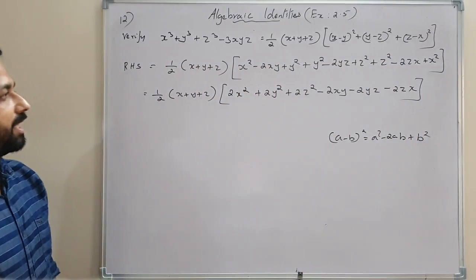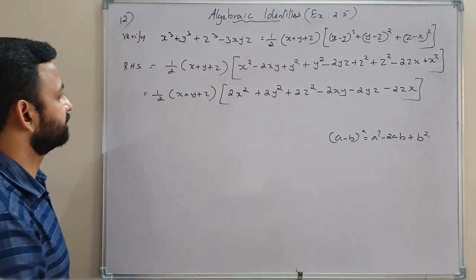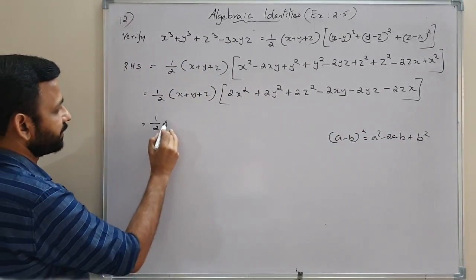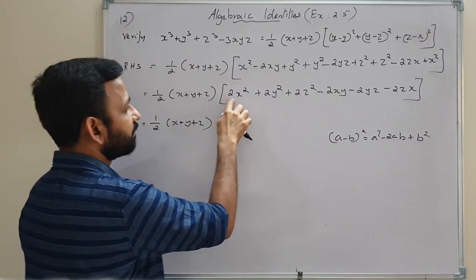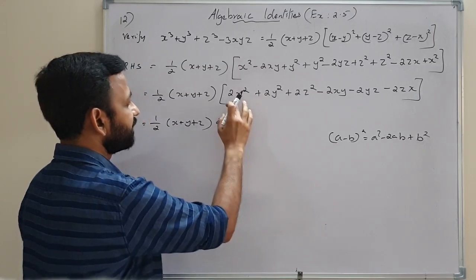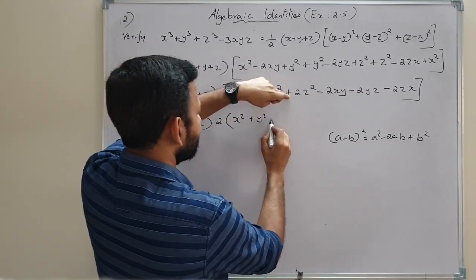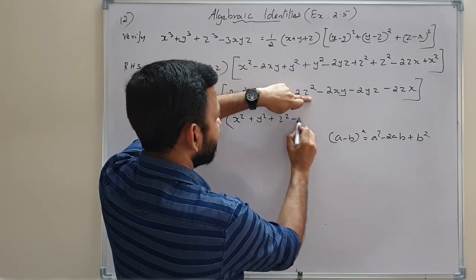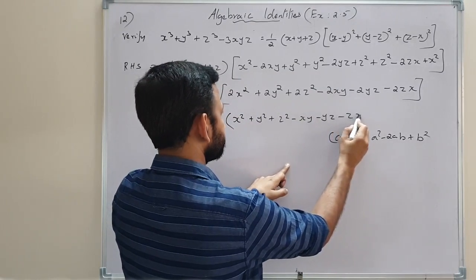Okay. Now we have 2 everywhere, so we can take that 2 outside. So 1 by 2 into x plus y plus z is already outside. Now we are going to take 2 outside from the bracket. Then when we take 2 outside, x square plus y square plus z square minus xy, 2 outside, minus yz minus zx.